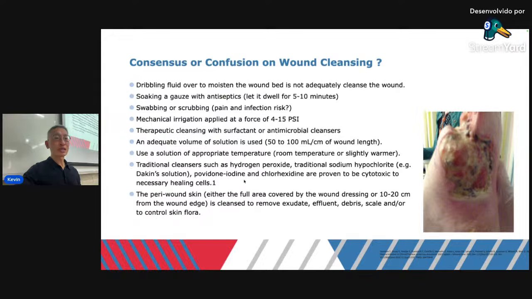And also in this document, they talk about the traditional cleansers. Some of the cleansers are very, very cytotoxic and definitely no longer recommended. For example, hydrogen peroxide, sodium hypochlorite, povidone. We don't really recommend those.